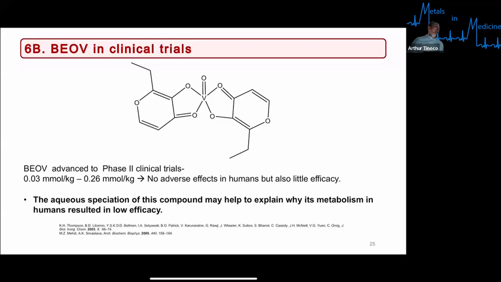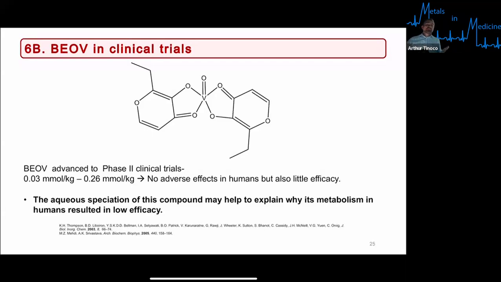It advanced to clinical trials, made it to phase 2. Here we're looking at dosages of 0.03 to 0.26 millimoles per kilogram. What was observed was that no significant toxicity was observed in humans, but unfortunately, not enough efficacy. And because of the lack of potency, it no longer proceeded to further clinical trials.